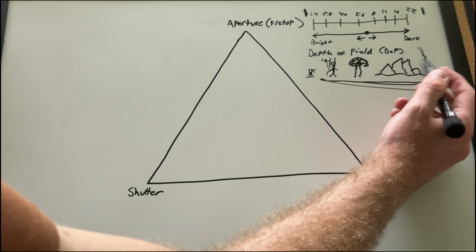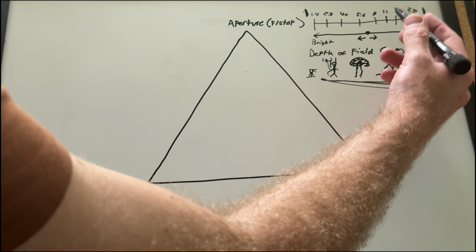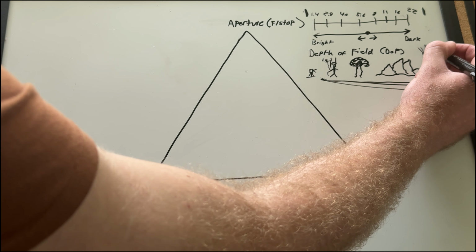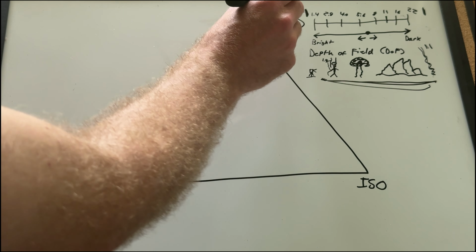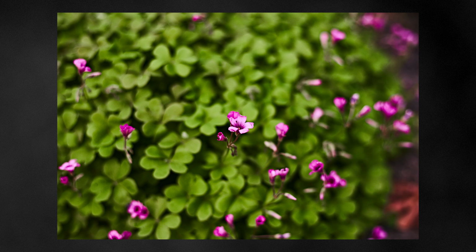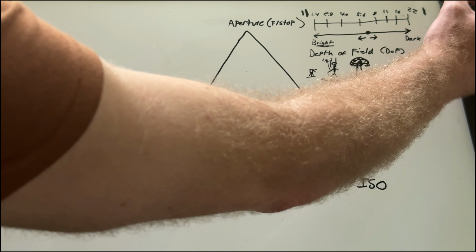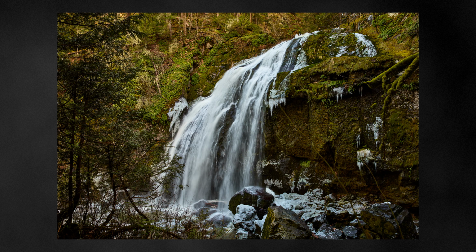Now, depending on how far away stuff is, you don't have to use the highest number. You can use a smaller number. Like, let's say this is f11, which is a perfectly reasonable aperture for a deep depth of field, and I use it all the time in my landscape photography work. So, small number, bright exposure, and shallow depth of field. Large number, darker exposure, and just imagine, if you will, deeper depth of field.